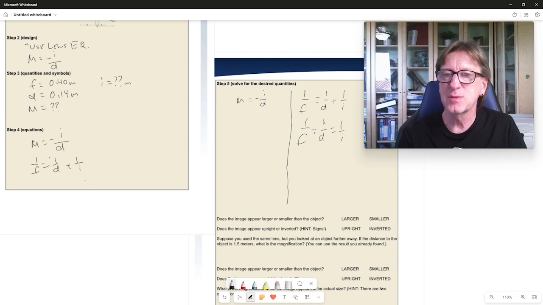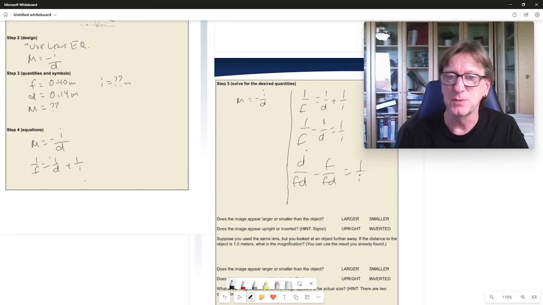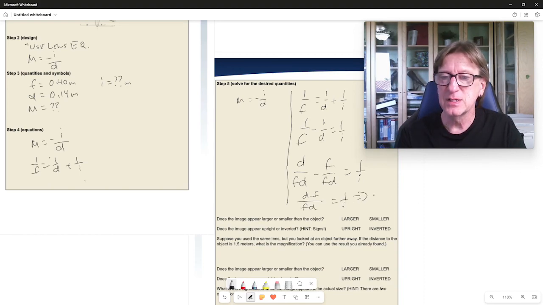First of all, let's combine these two fractions. So that means I need to find a common denominator. My common denominator is just going to be fd. So that's going to be d over fd minus f over fd must equal 1 over I. Let's double check to make sure that works. My d's cancel, my f's cancel. d's cancel here, I get 1 over f. f's cancel, I get 1 over d. I'm good. Now that they have a common denominator, I can subtract them. So d minus f over fd must equal 1 over I. Well, that then tells me that I must equal fd over d minus f.